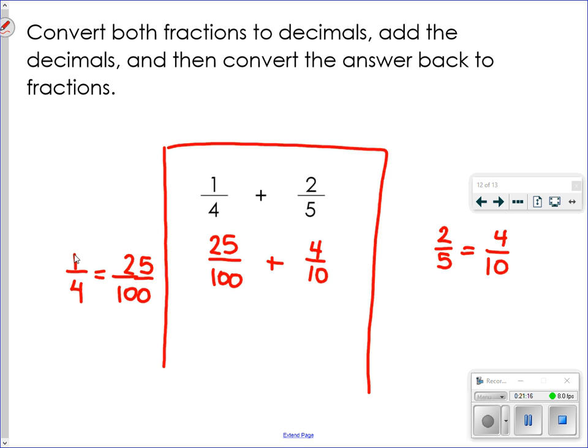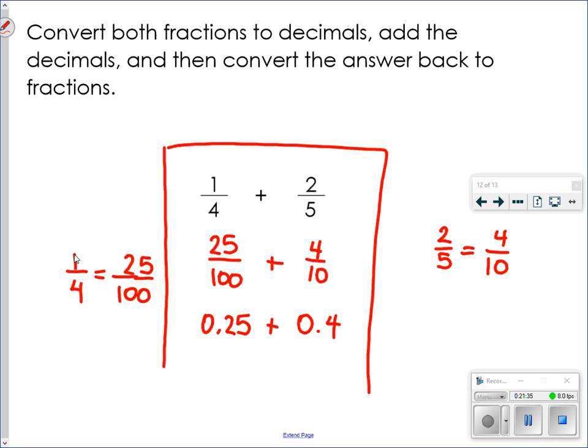Okay. So I'm going to convert those into decimals. That's pretty easy. 25 hundredths looks like this. 25 ending in the hundredths position. 4 tenths looks like this. And right away now I can add those pretty easily.